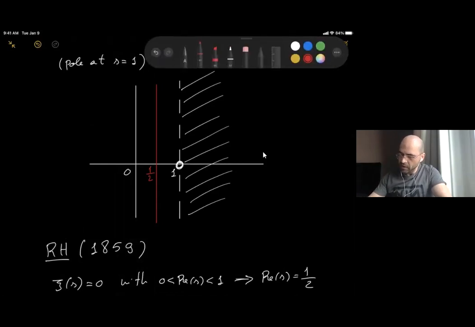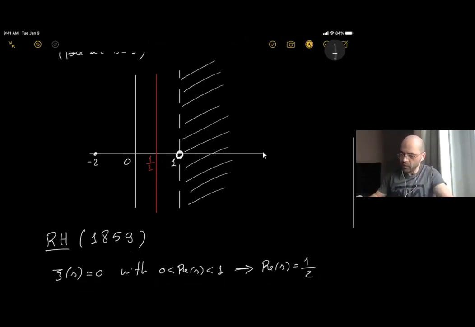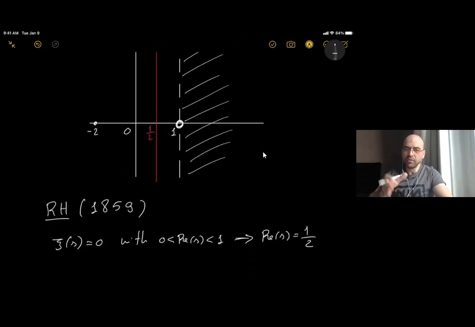The function has other zeros, which are called trivial zeros, which are at the negative even integers. But those in this critical strip need necessarily to be on this vertical line. This is very famous. Everybody has heard about this. And Riemann was able actually to relate this Riemann hypothesis with the distribution of prime numbers. So that was his main motivation.